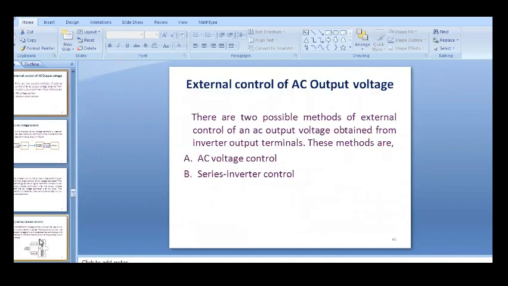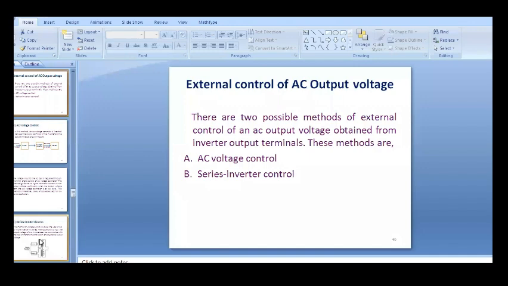The external control voltage. How is the external control voltage applied? There are two possible methods of external voltage control of the AC voltage obtained from the inverter output terminal. Basically, the methods that can be employed are AC voltage control and series inverter control.